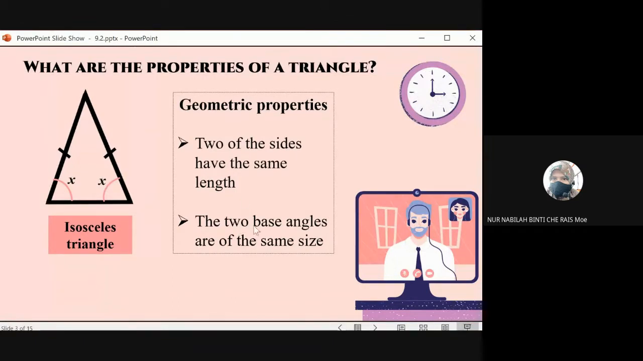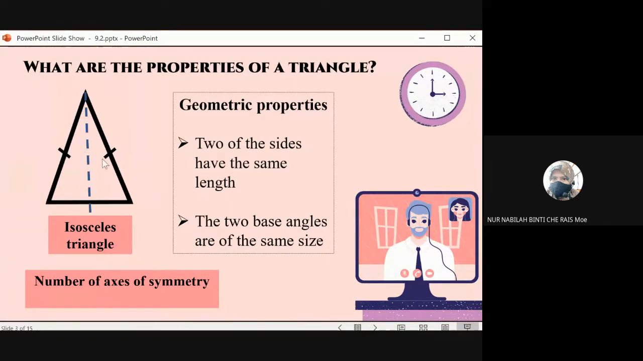Okay, the two base angles are the same size. And then the number of axes of symmetry. If you fold this diagram, you can only fold one here, like this. If you fold this one here, you cannot, because this one is not the same length as this one.